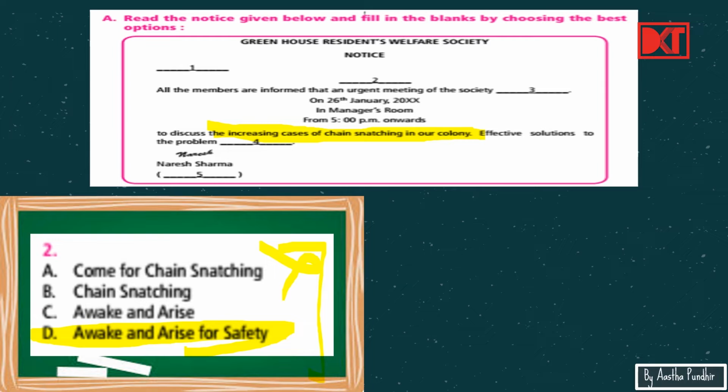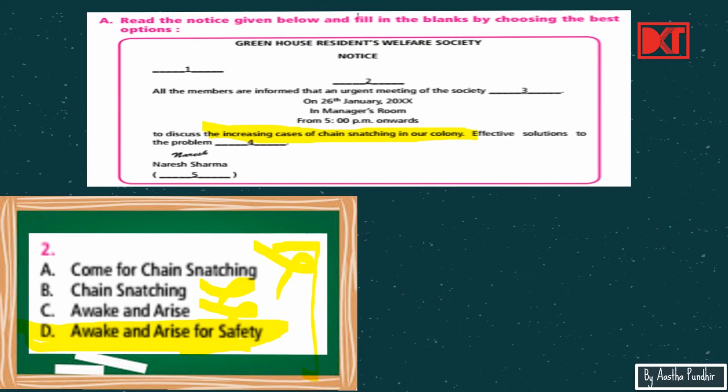Alright, now come for chain snatching too. This is just hilarious. Chain snatching, again, is too vague. Awake and arise is also vague. Here, this one is more appropriate: awake and arise for safety. Alright.